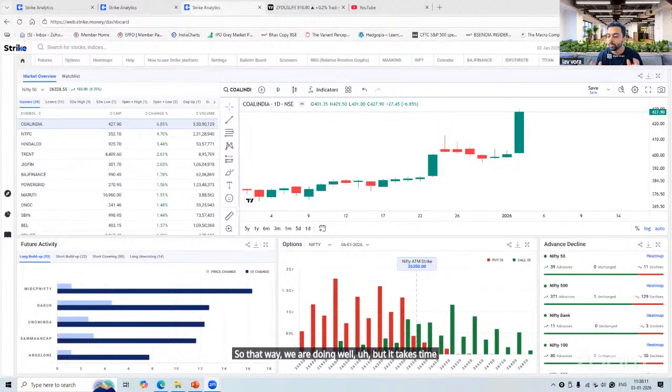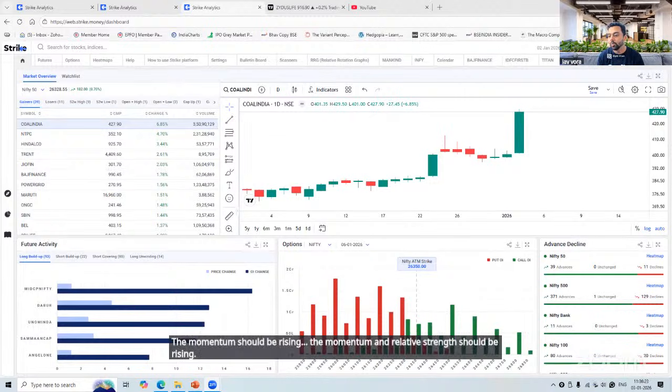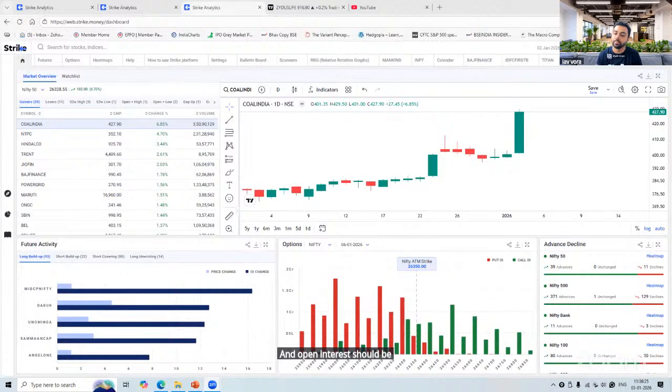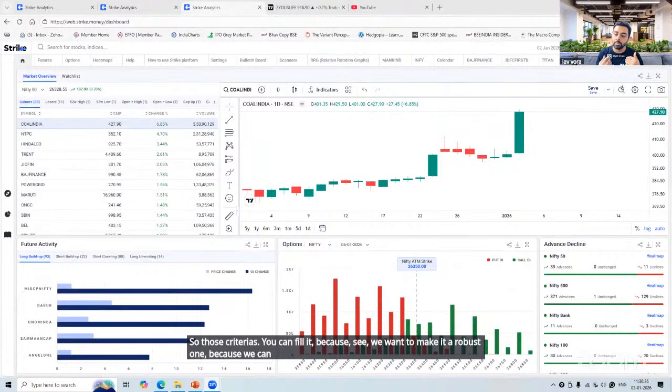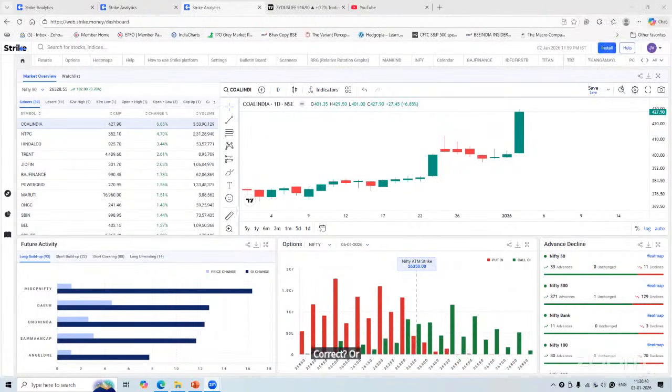It would be more like, you type those criteria. Okay, I want stocks which should be in leading, the momentum and relative strength should be rising, open interest should be very high, and the prices should have corrected in the last 6 months. You can fill in those criteria, because we want to make it robust, as we can't imagine what people will ask or expect from a scanner.